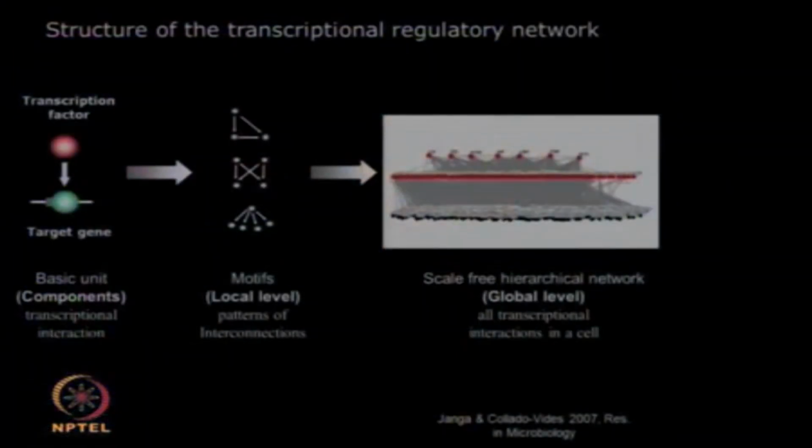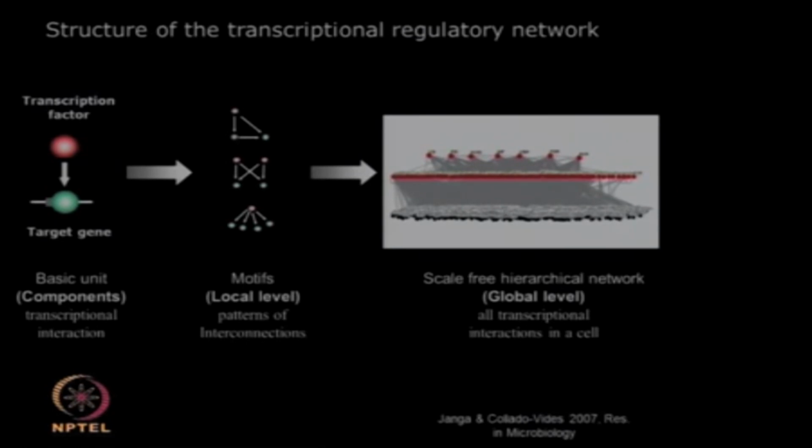in between the leftmost figure of the basic unit and the rightmost figure, there are a set of substructures or subgraphs within the regulatory network, which we call motifs. Motifs are subgraphs which occur more often than expected by chance. And there are three kinds of regulatory motifs that are identified in regulatory networks.